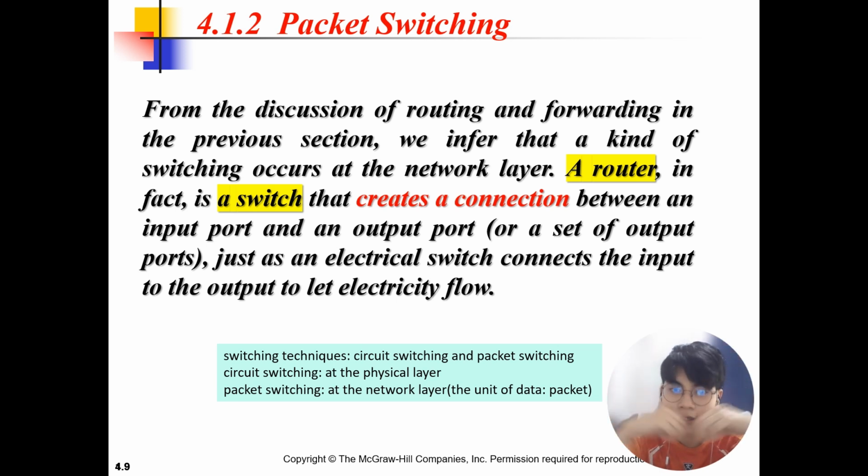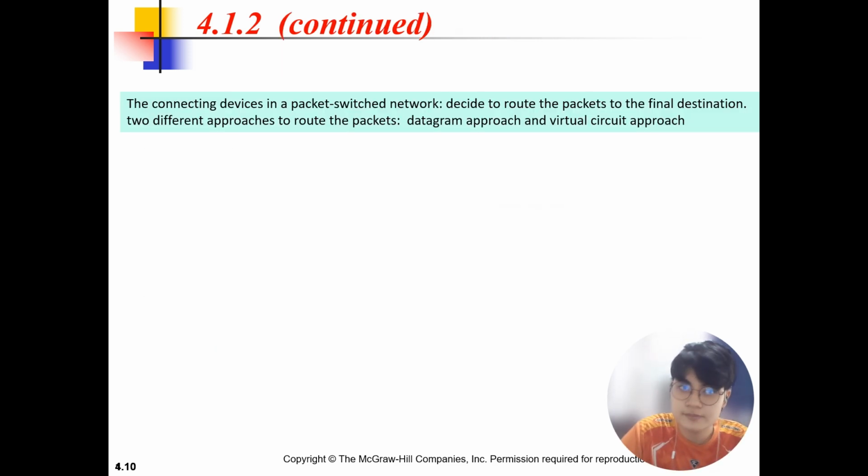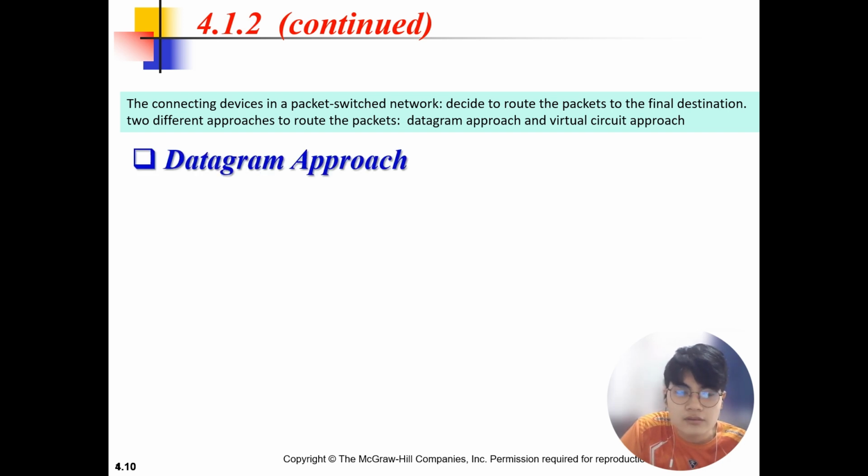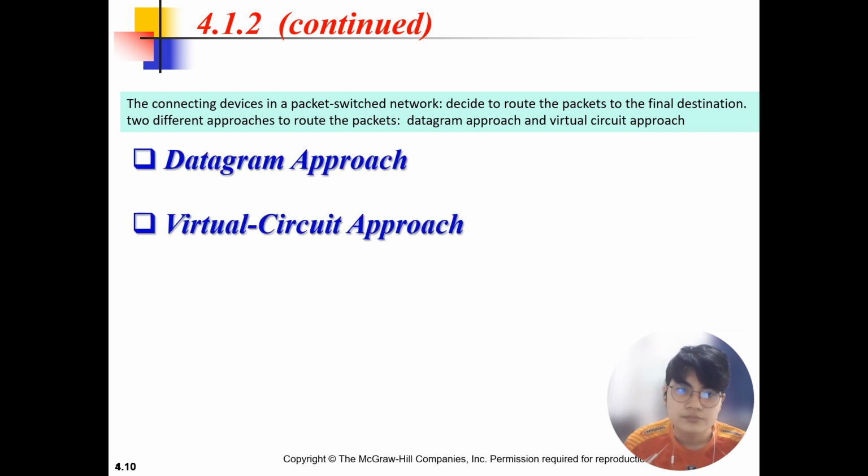Switching techniques: circuit switching and packet switching. Circuit switching is at the physical layer. Packet switching is at the network layer, where the unit of data is the packet. Next, the connecting device. A packet switch network decides to route the packet to its final destination.